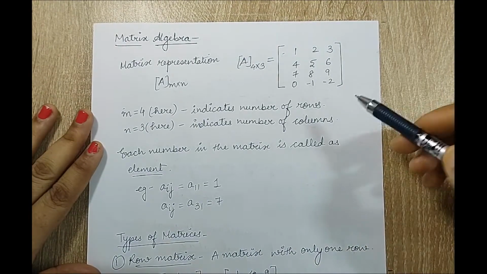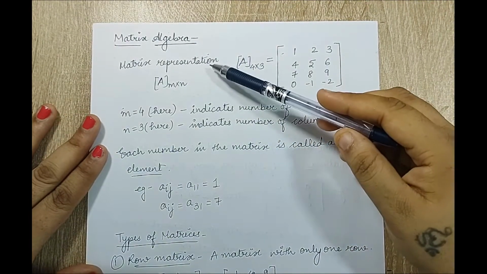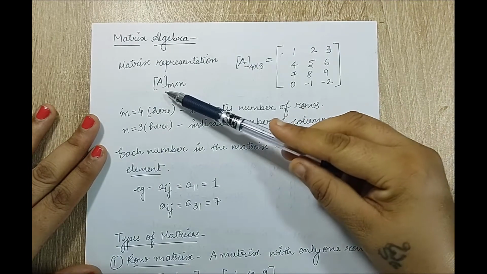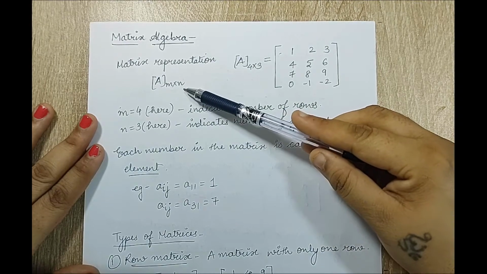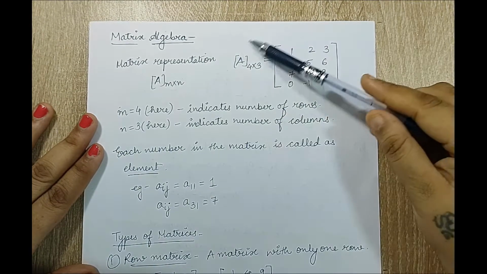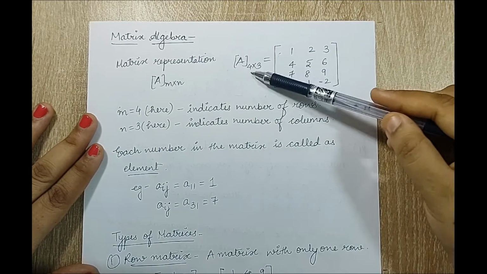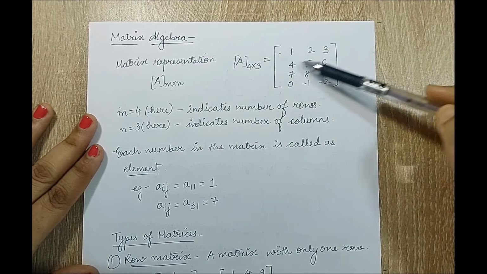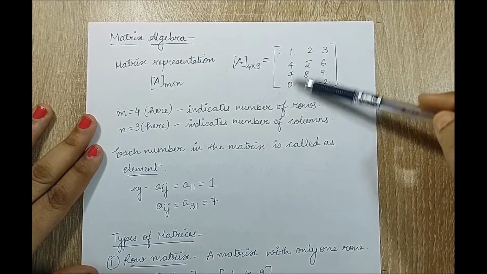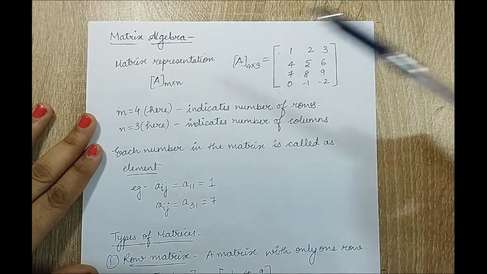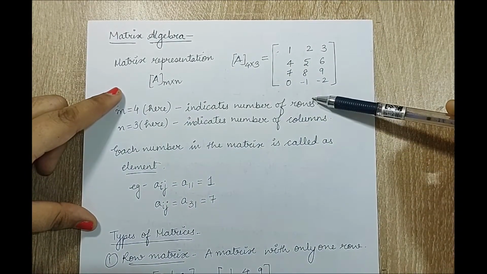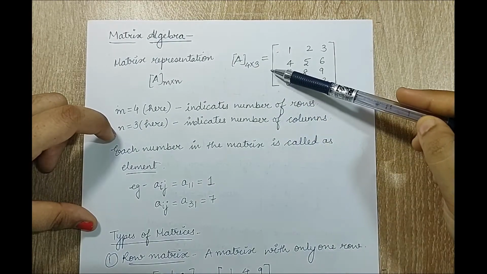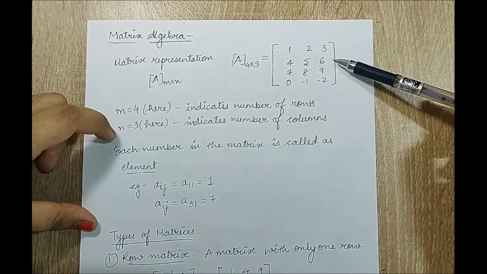So here you can see I have started with the representation of a matrix. This is how a matrix is represented. A is, say, the matrix, M into N is the order of the matrix. Now I have taken an example here. A is 4 by 3. You can see there are 4 rows and there are 3 columns. So you can read here, the M value over here is 4, which indicates the number of rows, and N over here is 3, which indicates the number of columns.